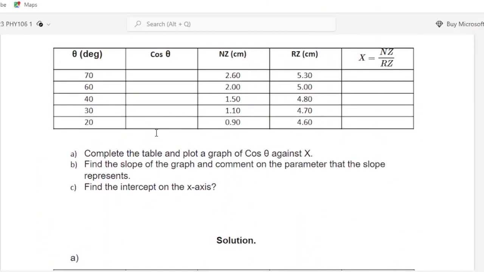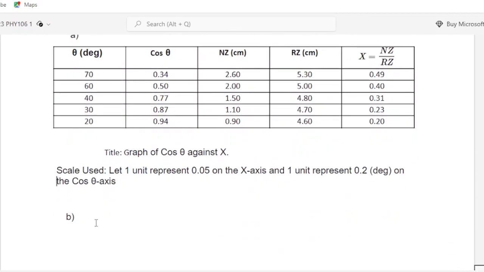So complete the table, which we've done, and plot a graph of cos theta against x, which we've now done. B says find the slope of the graph. All right, let's find the slope of the graph. So B, slope is equal to... All right, so how do you get slope?